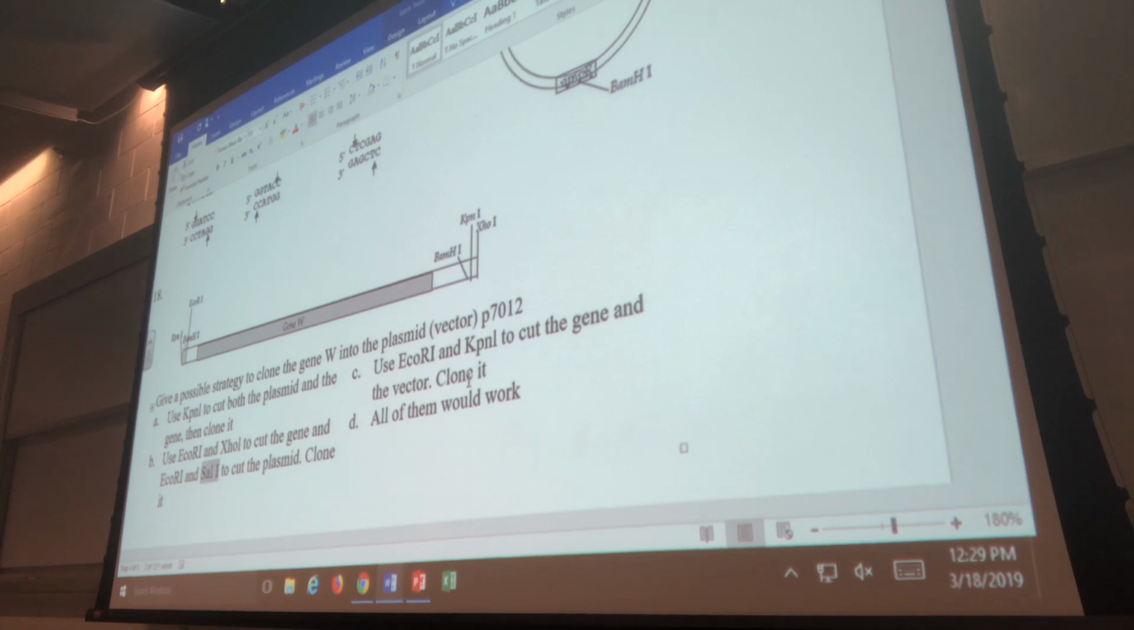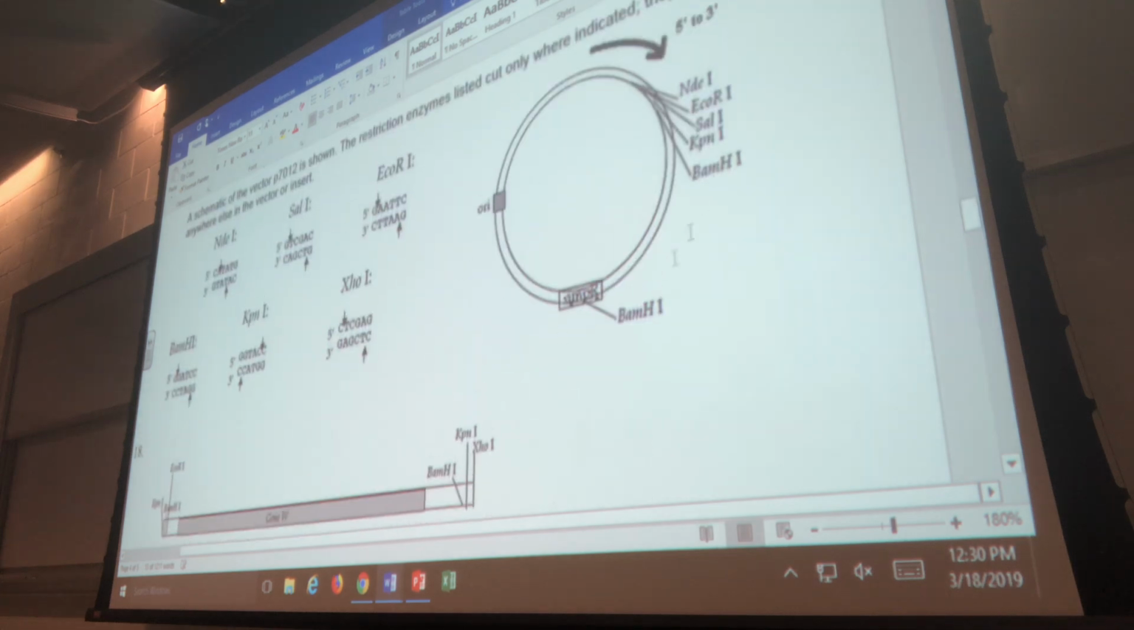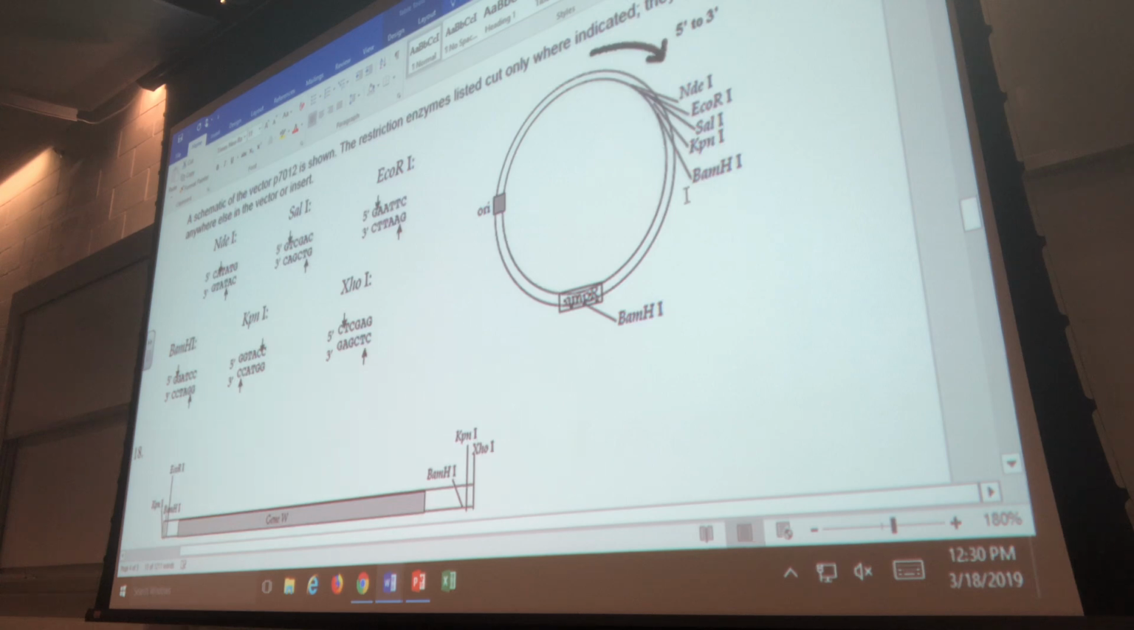Another version of this question is which one is probably the best one to use. And the reason why I say the best one is more than it's just subjective, it's the following. So after you internalize that, after you go and practice this question, the next thing is which one is actually the best one to use? Well, let's look at choice A. Choice A, we're going to use KPN1 and that's it. So that means it's going to create a KPN1 site on the left and a KPN1 site on the right, and it's going to open up the plasmid.